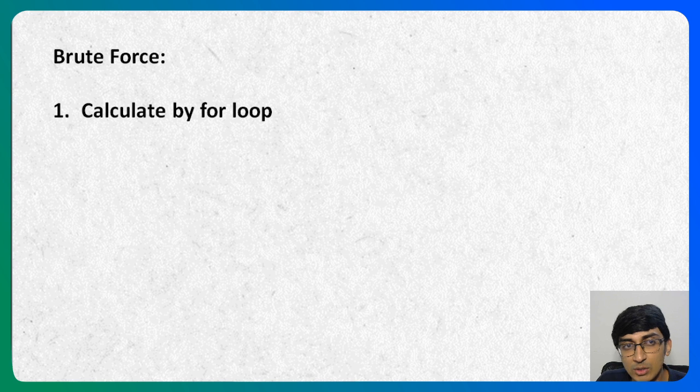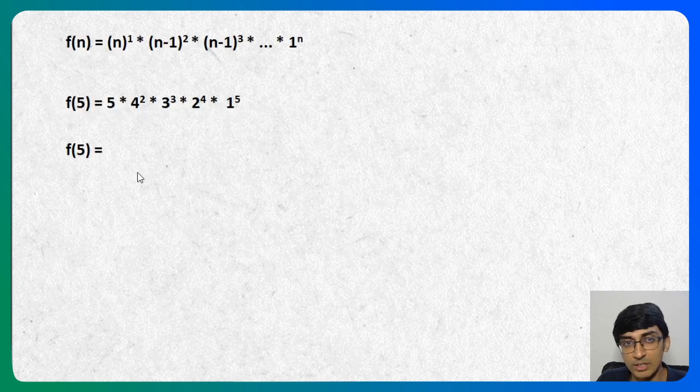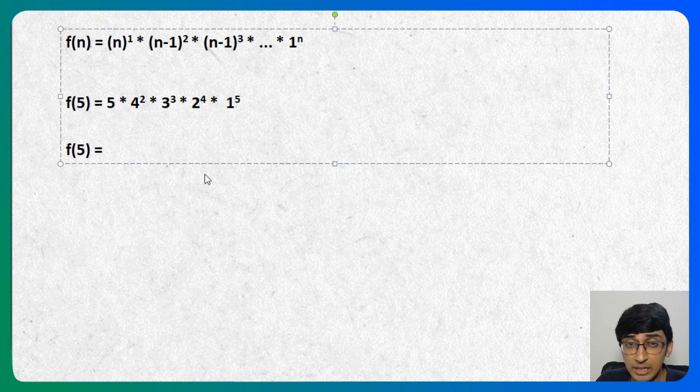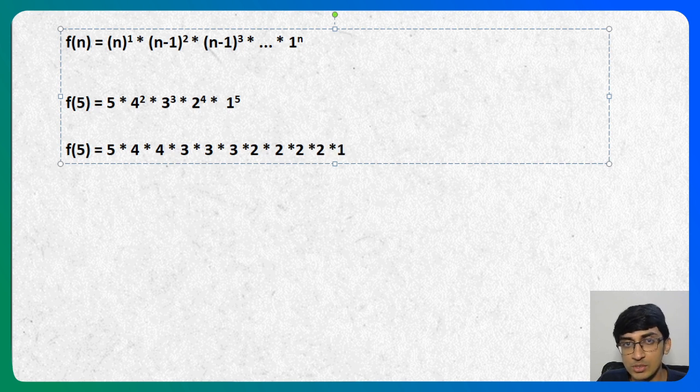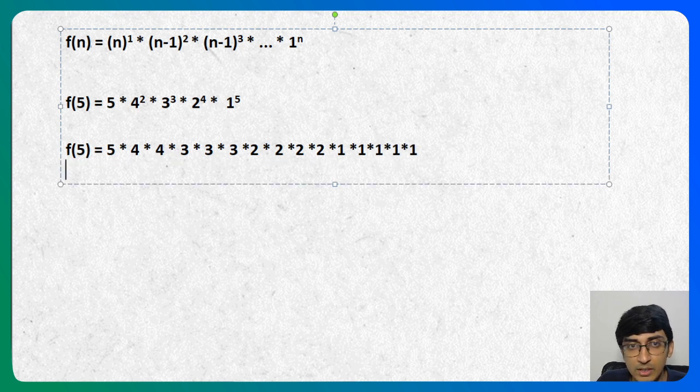So in that sense, let's think a little bit more about this, and let's go back to our function. And we said that f of 5 is equal to 5 into 4 square into 3 cube. Let's expand this. So what you're going to get is 5 into 4 into 4 into 3 into 3 into 3 into 2 into 2 into 2 into 2 into 1. This is what you're going to get. And in fact, there'll be 5 ones. In fact, there will be infinite ones. So that's not a problem as such, right? This is what we get.